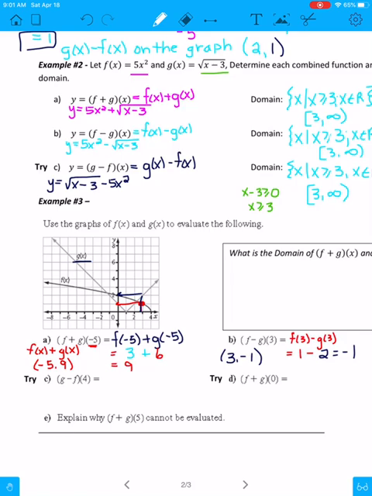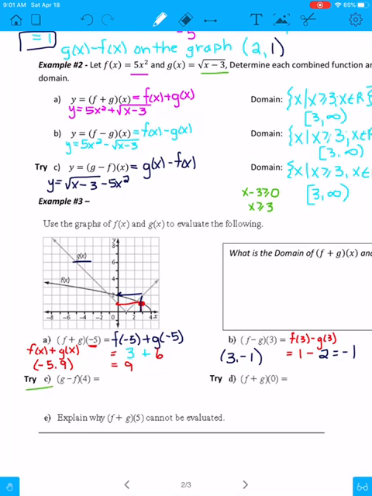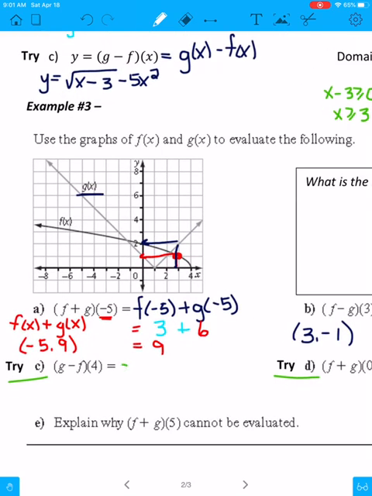So I'm going to get you to try C and try D. So you're going to pause and try those. Okay, so I hope you did. So we're going to have g of 4 minus f of 4. So this time, I'm going to go to 4. I hope you did this on your own. So g of 4 is the first one I'm going to go to. So I'm going to go to 4, follow it up to g, follow it over, and my y is 3.